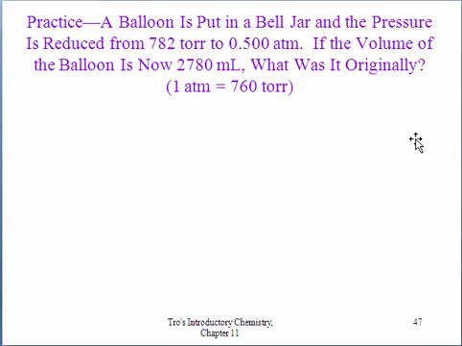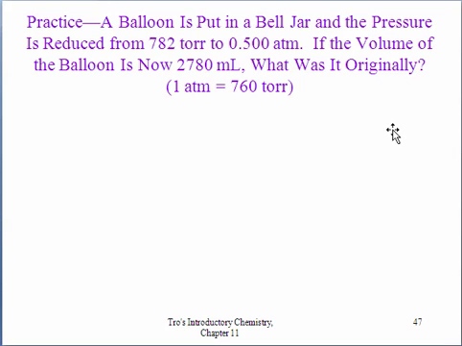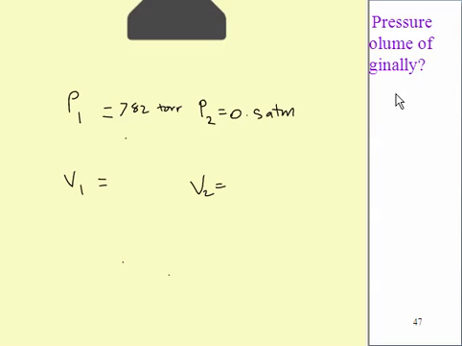Okay, so my initial pressure is 782 torr, and then my final pressure is 0.5 atm. And then we don't know what our original volume is. That's what we're trying to find. But our new volume is 2,780 milliliters.